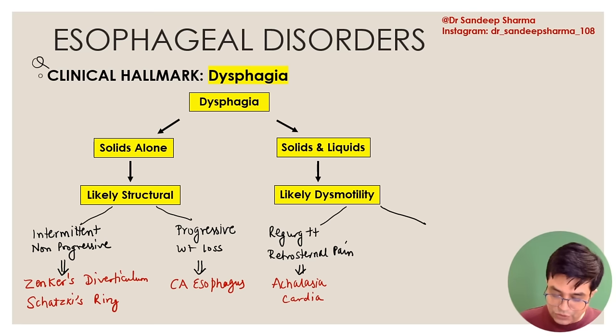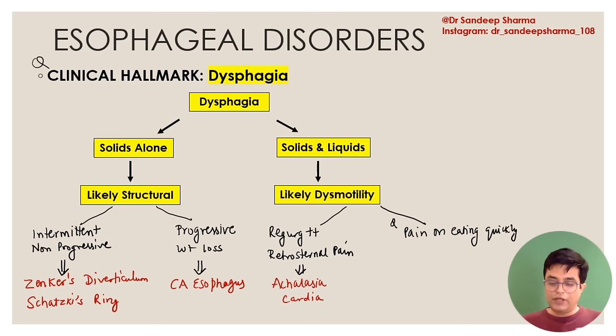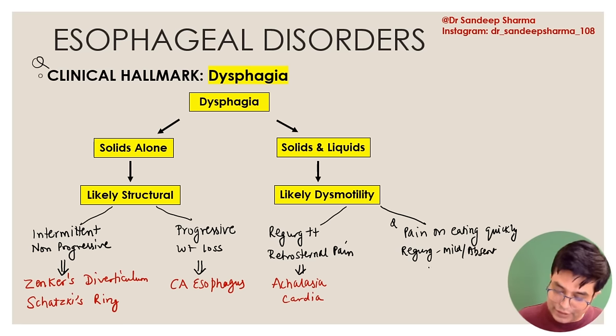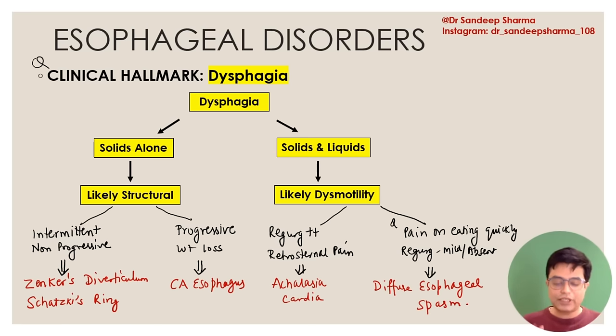And in case the MCQ says that regurgitation is less common, but the patient is having severe pain, especially on eating quickly. There was a past MCQ on this as well, if you practice the past questions. So dysphagia to both solids and liquids, and pain occurs in the chest on eating quickly. And regurgitation is usually mild or absent. In these patients, the likely diagnosis will be a condition called diffuse esophageal spasm. Diffuse esophageal spasm, right?